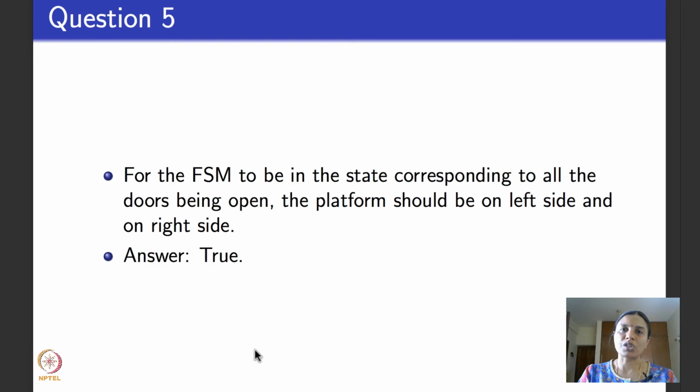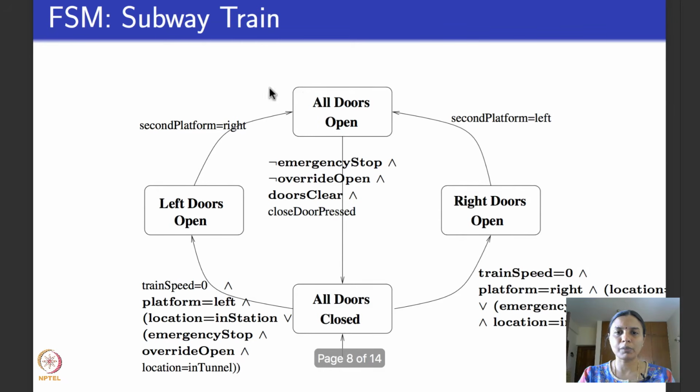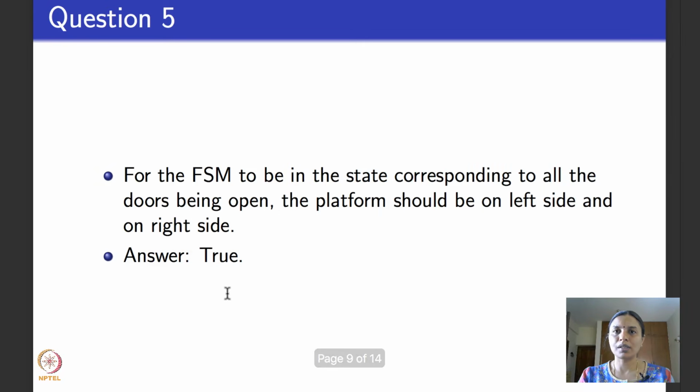So the fifth question, which was the first in the list of questions about the state machine, reads as follows. It says, for the finite state machine to be in a state corresponding to all the doors being open, the platform should be on the left hand side and on the right hand side. Is the answer true or false? The answer is obviously true, because if you inspect this finite state machine, as we saw, it could be in left doors open or right doors open, and if the platform is available on the other side, then it goes to all doors open. So the answer to this is true.